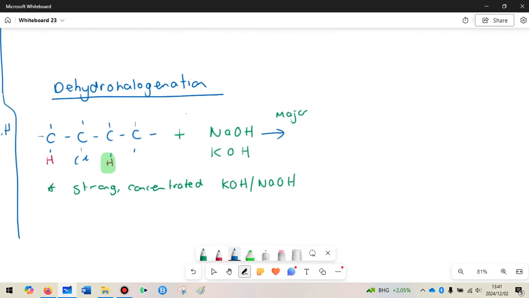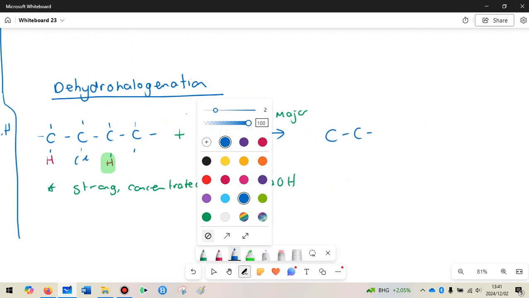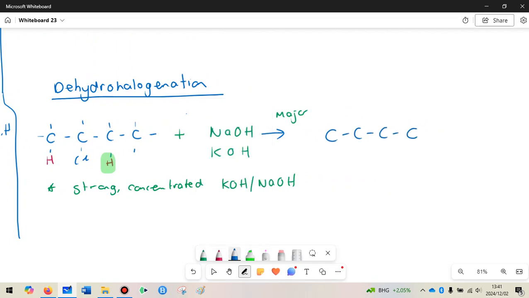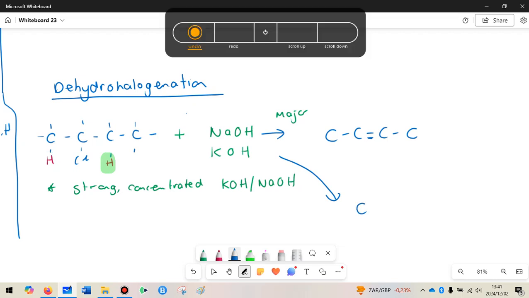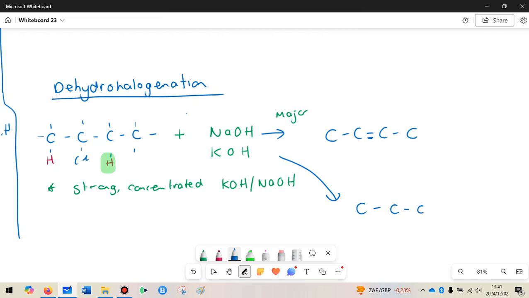Okay, so there's my double bond for the major product. For the minor product, it's going to kick out the hydrogen from the carbon that you normally don't kick out the hydrogen from, and that's going to be carbon number 1, so your double bond will be here. Okay, then don't forget to draw your little hydrogens in.